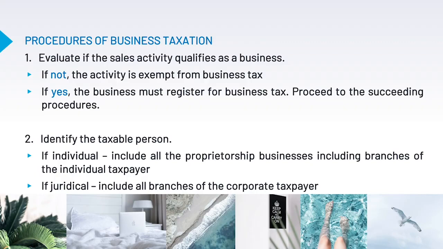Anong number 2? Identify the taxable person. So, after evaluate, identify mo ang person. Is it a person, an individual or corporation? If individual, include all proprietorship businesses, including branches of the individual taxpayer. Example, ako, may negosyo ako sa Antique, tapos work ako dito sa Iloilo, tapos may negosyo pa rin ako dito sa Padilla, or anywhere else. So, i-consolidate ko na siya, i-include ko into one amount, then iyon na i-report ko as my business transactions. Okay? If juridical naman, it includes all branches of the corporate taxpayer.